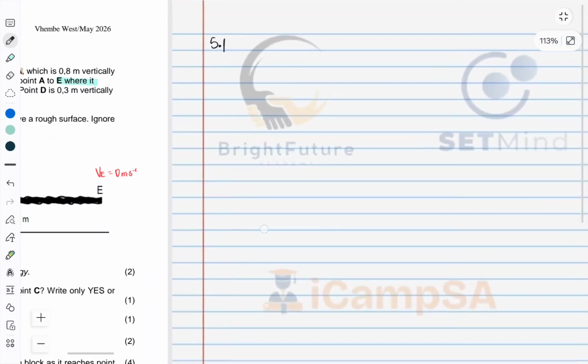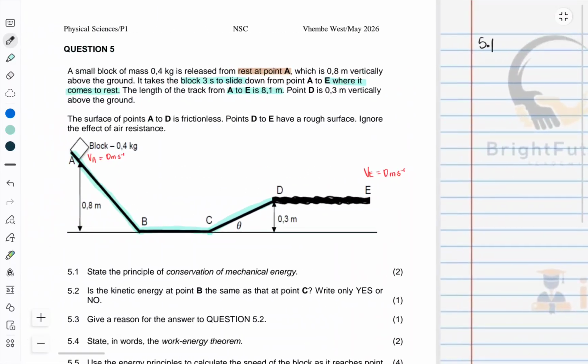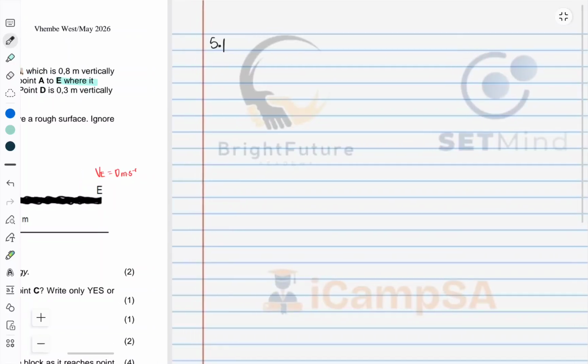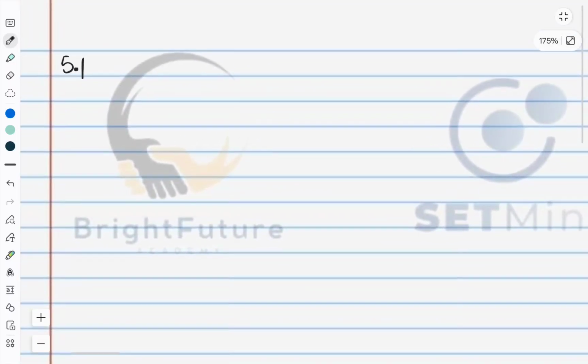So the idea of this principle is that in an isolated system, where there's no friction, no air resistance, and no other external forces affecting that system, the total mechanical energy will be conserved, right? Remember, mechanical energy is just the sum of the potential and the kinetic energy of an object at a particular point in time, so at a particular point in its motion or along a path.